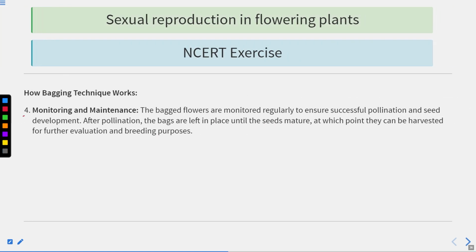Next is monitoring and maintenance. The bagged flowers are monitored regularly to ensure successful pollination and seed development. After pollination, fertilization takes place, because the pollen carries the male gametes, which fertilize the egg. After fertilization, the ovule develops into the seed and the ovary develops into the fruit. After pollination, the bags are left in place until the seeds mature, at which point they can be harvested for further evaluation and breeding purposes. Okay, this is clear.